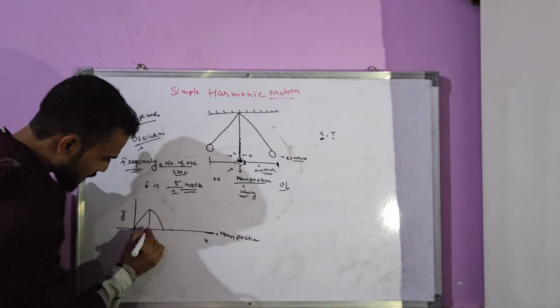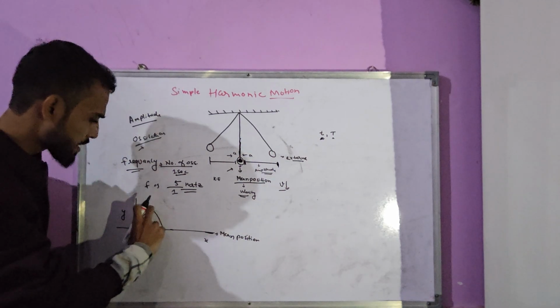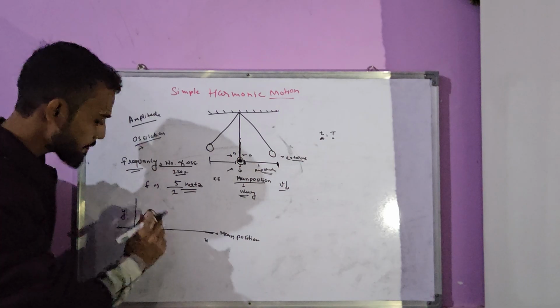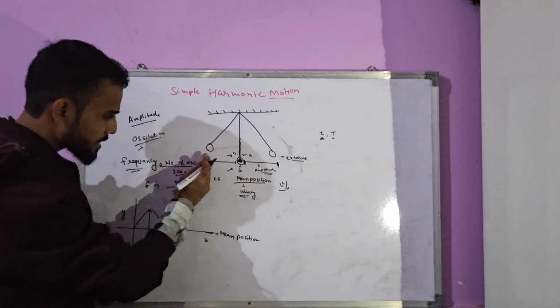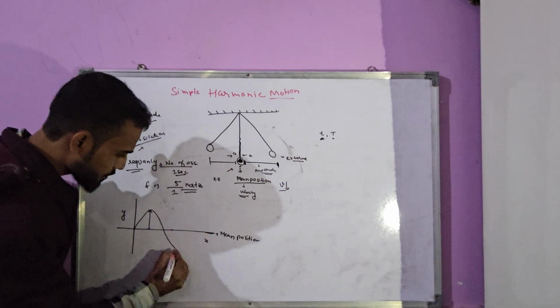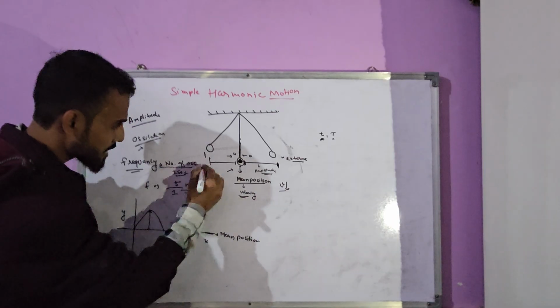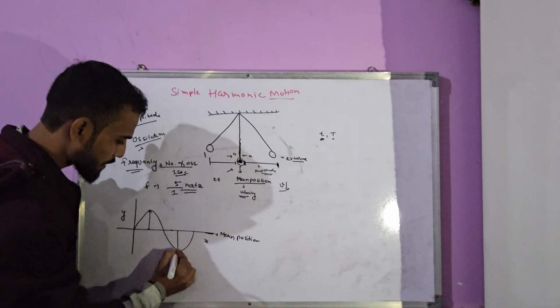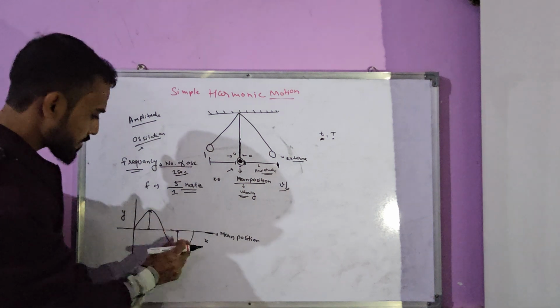Now this displacement is nothing but the amplitude. Again this bob starts moving in the negative direction, so we draw the graph in negative. Again here we have maximum velocity, and here we have maximum amplitude. So this is the amplitude.